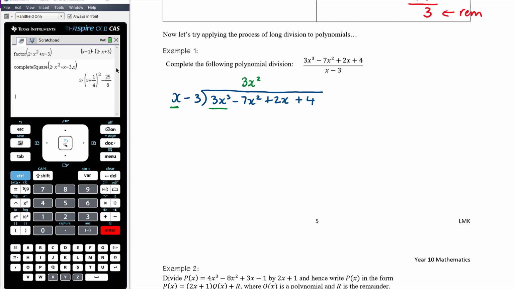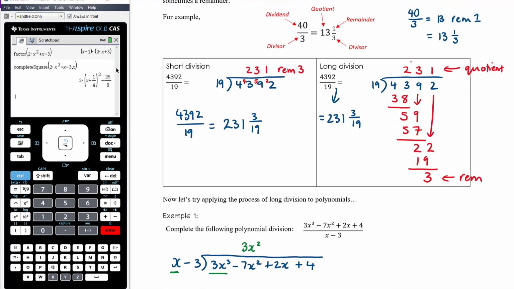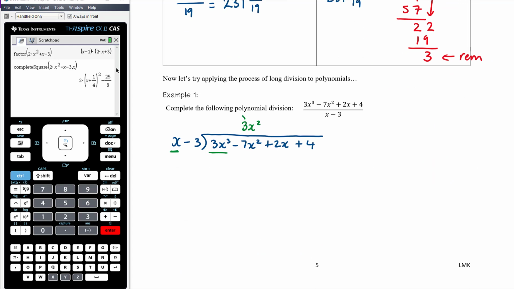Then remember the next step. Once we wrote this 2 up here, to work out the remainder we did 2 times 19, wrote it underneath, and then subtracted. We're going to do exactly the same thing with the polynomials. We're going to do 3x squared multiplied by x minus 3, and write that down underneath.